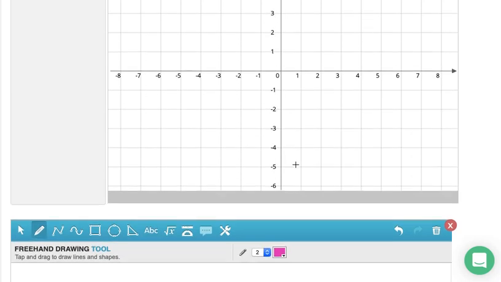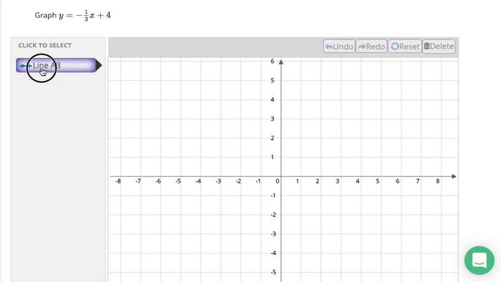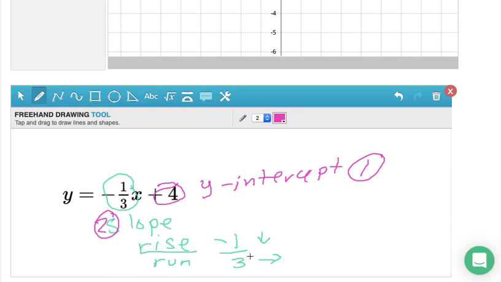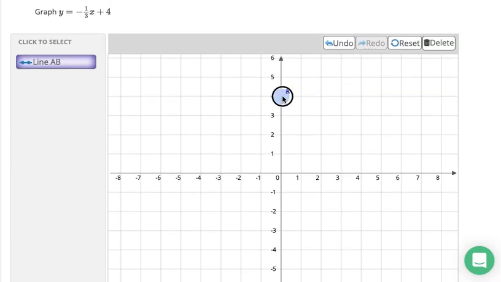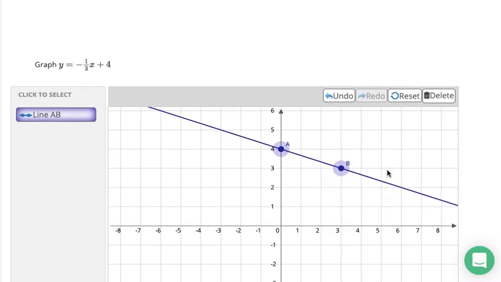So let's take a look how this is going to happen. Get my line over here. I'm going to start at positive 4. I'm on the y-axis. Remember, the up and down axis. I'm going to start at positive 4. And now, remember, my slope is down 1 over 3. So I'm going to take my point B. I'm holding on to it right now. I'm going to go down 1 and right 3. 1, 2, 3. And there's my line.